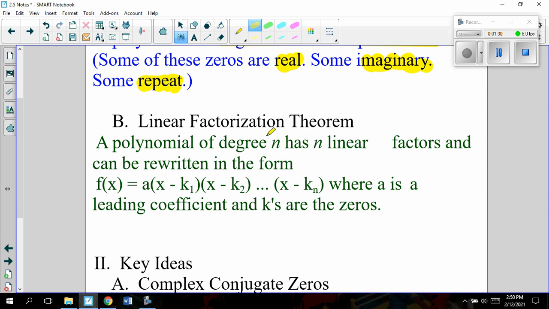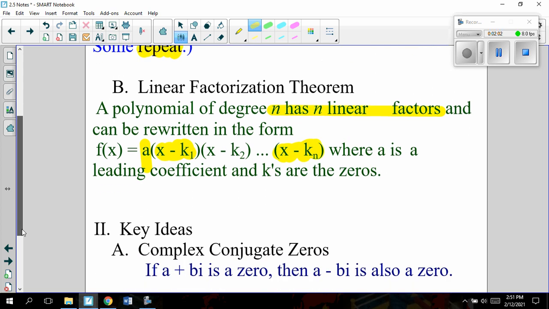The second theorem that we're going to be drawing upon is that a polynomial of degree n is going to have n linear factors. All of those factors can be written in the form x minus k, all the way up to the nth power, where a is our leading coefficient. Now, from the first one, we said some of those zeros might be imaginary. So some of these k's are going to be complex or imaginary numbers. That's kind of where we're headed.